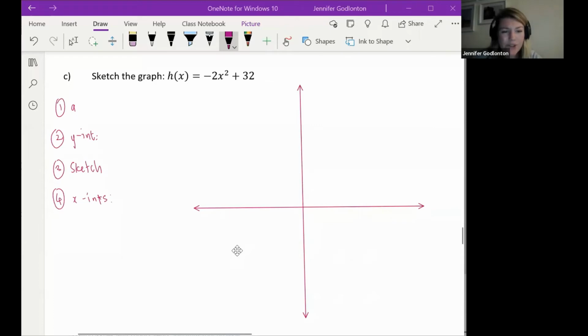If you want to show me what your graph looks like, you're welcome to put it in the camera and we can have a look. You don't have to. Okay, so just be careful, Portia. Remember, we're always going to have 2 x-intercepts when we have a parabola. They're always going to be 2.